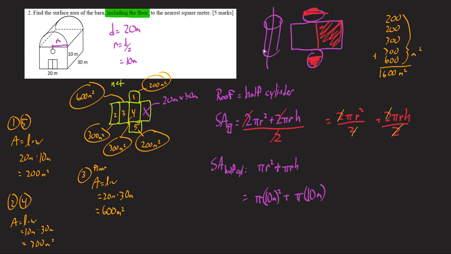And the height of a cylinder would be from here to here. In this case, this cylinder has been knocked over on its side and put on a barn. The height is over here, this line, which is 30 meters long.